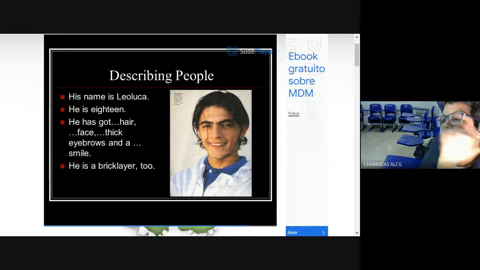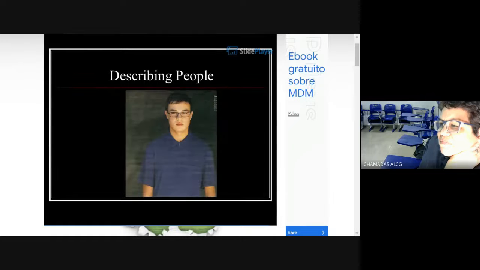Describing people: his name is Leo Luca. He is 18. He has got hair, face, thick eyebrows and a smile. He is a bricklayer too.